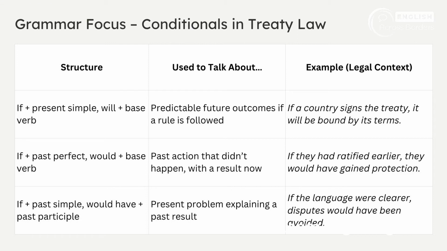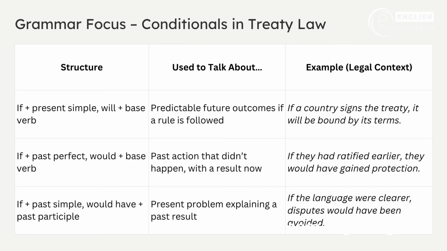Now, a more reflective structure. If they had ratified earlier, they would have gained protection. This is a third conditional. It looks back to something that didn't happen and shows the impact. It's perfect for expressing regret or missed opportunities in treaty implementation.